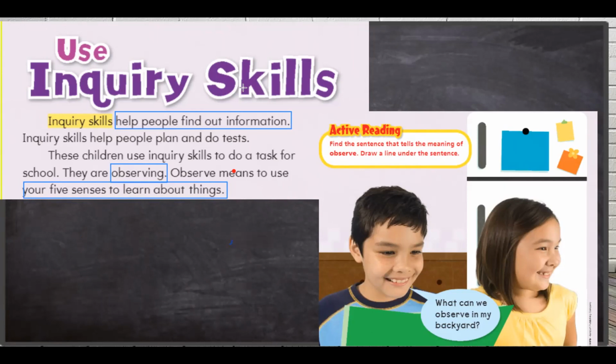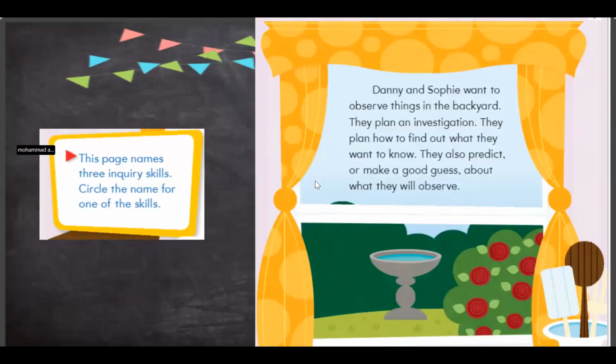Let's see. Okay. Fahad, please unmute your microphone. Hello. Hello, my dear. Okay. What do I mean by observing? You only need observing to make an investigation or to know more about something, or you can do another thing. Excellent. What can you do? Look at here. I want you to read, my friend. I want you to read and tell me what you can do after observing. Danny and Sophie want to observe things in the backyard. They plan an investigation. Complete from here, my dear.